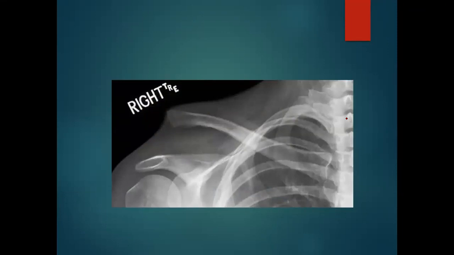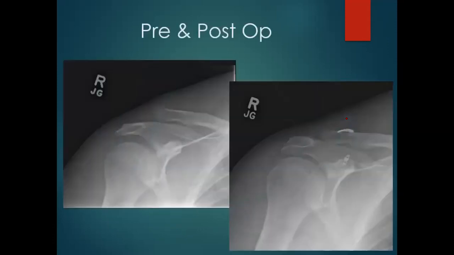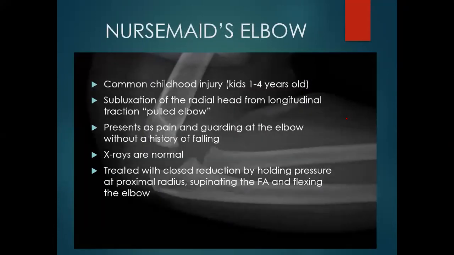Grades 1 and 2, we'll just put them in a sling. Grades 1, 2, and 3 are treated non-operatively with NSAIDs. I refer grade 3. But 4, 5, and 6, then we need to send to ortho immediately. And they can do an internal fixation. So they fix them up like that. Pre and post-ops, looks nice.